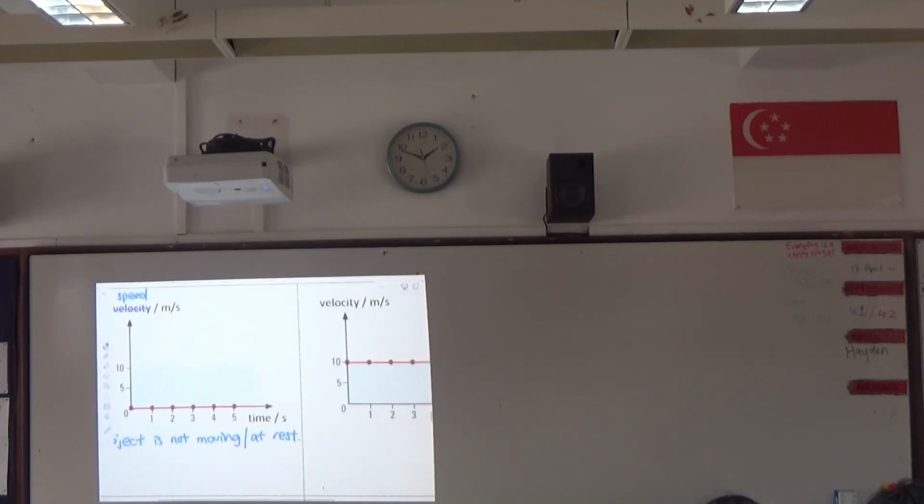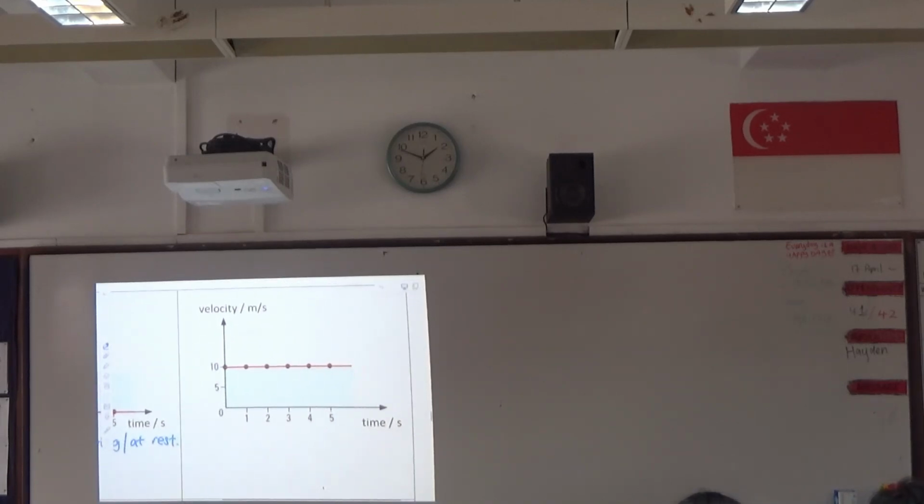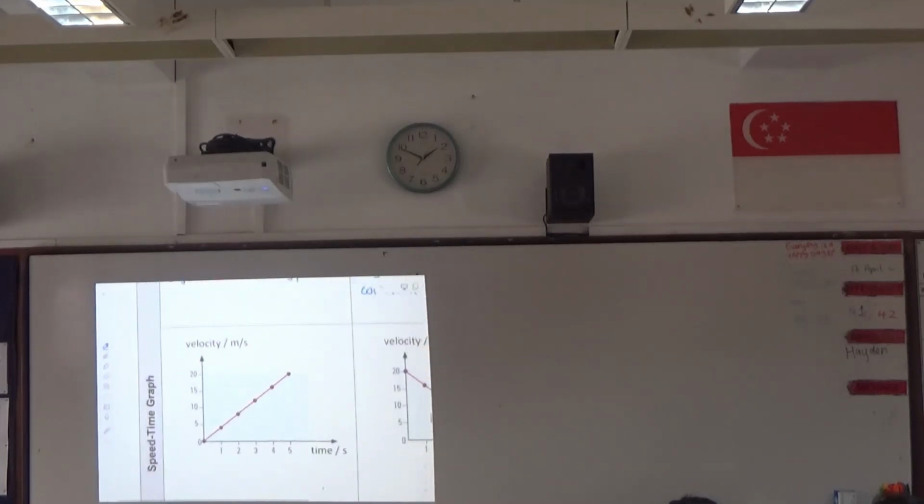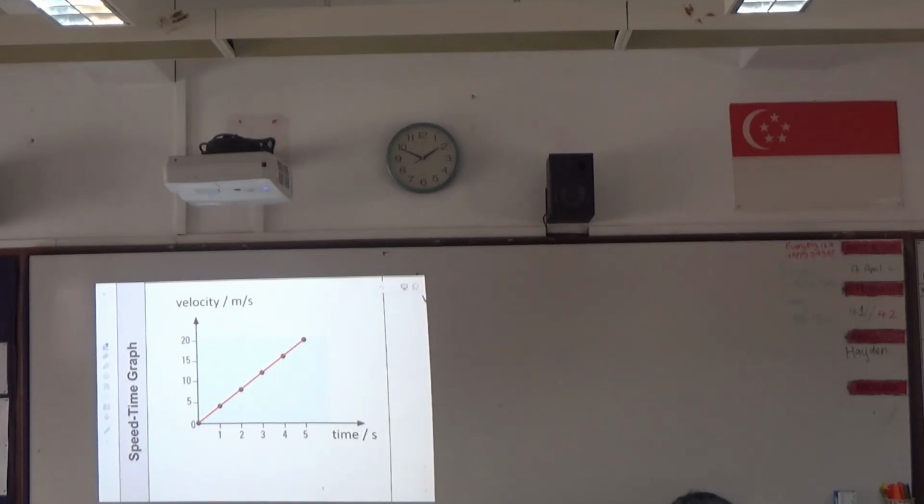Then in the second graph here, what do we say about the object? It is moving at constant speed or constant velocity. Sometimes you also use the word uniform. It is moving at uniform or constant speed. Then, next one, what do we call this? It is increasing speed, yes, it is acceleration. But what about the acceleration? Uniform acceleration, right?